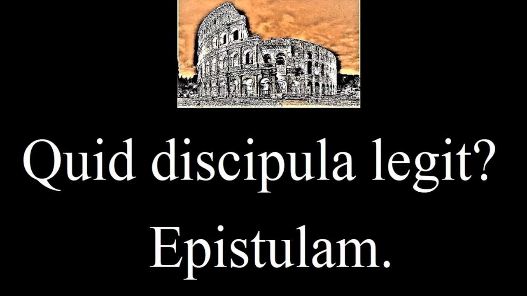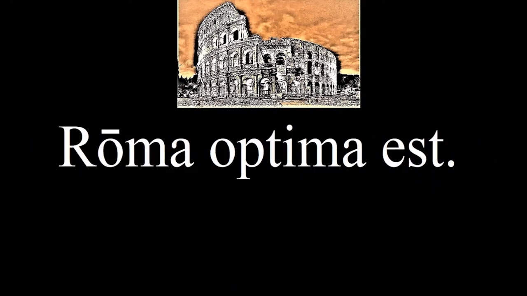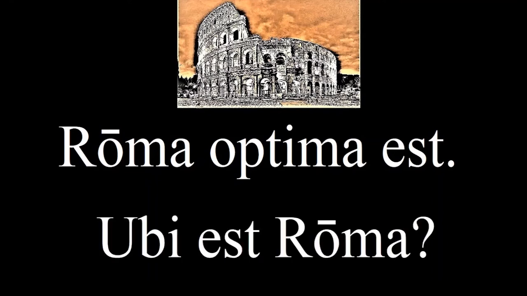Can you remember from the last lesson's story how to say, Rome is the best? Roma optima est. It's like saying Rome is optimal. Not all question words begin with a QU. Try to guess the meaning of the next sentence. Ubi est Roma? Where is Rome? Something that is ubiquitous is found everywhere.